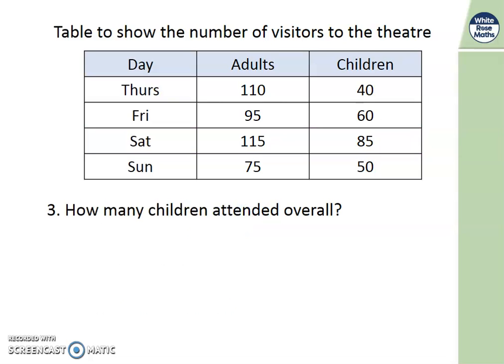The last question I asked you to look at was number 3. How many children attended overall? I only need to look at the children, and overall means in total. This is what I need. So I need to add them up. Can you spot an easy way to do that? Did you spot that 40 and 60 makes 100?